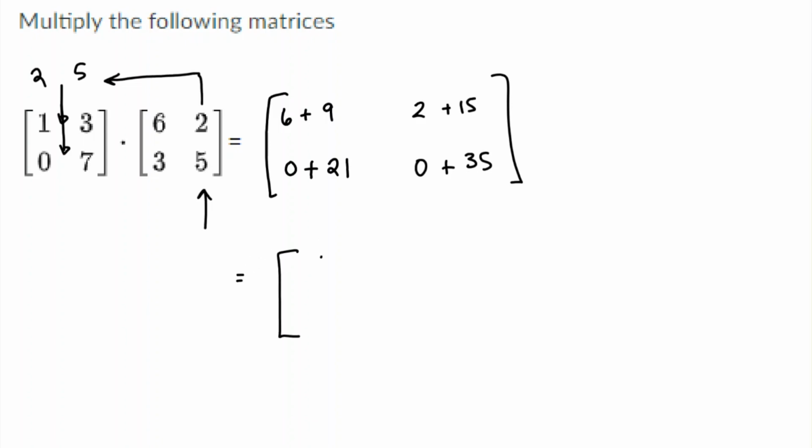6 plus 9 is 15. 21. 2 plus 5 is 17. 0 plus 35 is 35. And this is our new matrix.